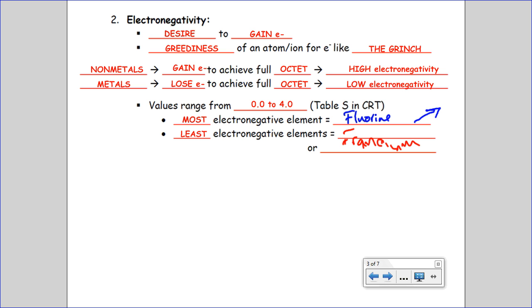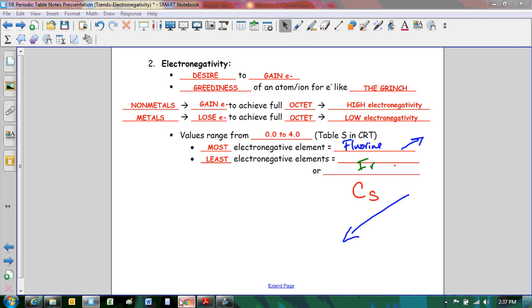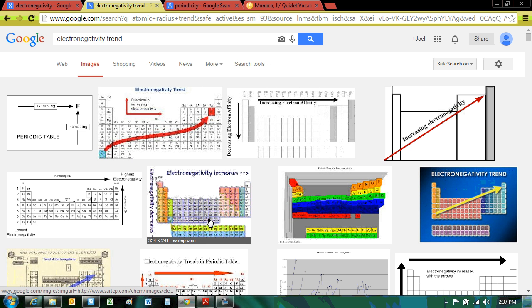Wow, smartboard likes to be calibrated today. Francium, Fr, okay? Or cesium, Cs, because, well, francium, there just isn't enough of it around for us to really do any chemistry with. So francium or cesium are the least electronegative elements, and they are in the bottom left corner of the periodic table, which is exactly why a Google image search on such a thing would show you that type of trend.